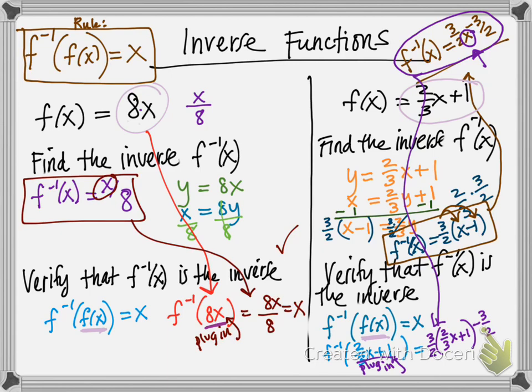All right, so this expression, when I simplify it, should be equal to x. So let's distribute 3/2 to both terms. 3/2 times 2/3 reciprocals, that's just equal to 1. And then 3/2 times 1 is 3/2. And then if I subtract 3/2 from that, that's just equal to x. So that checked out.